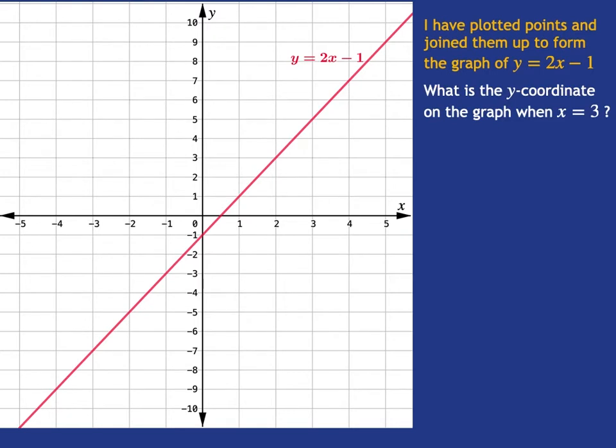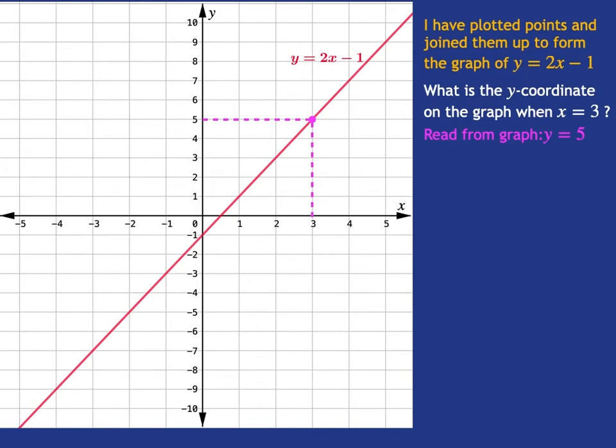If I ask, what is the y coordinate on the graph when x is 3? What I want to do is look from where x is 3 and see where that is on the graph. Well, it's over there. Now all I need to do is read off the y value. And I can see that when x is 3, that pink point, its y value is 5. So reading from the graph, I get that the y value is 5.